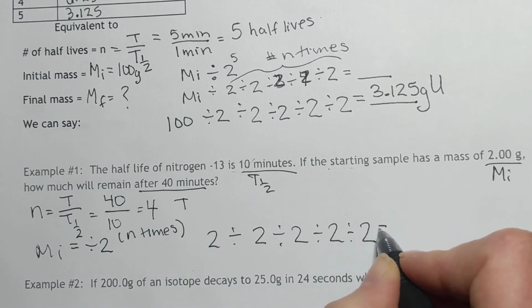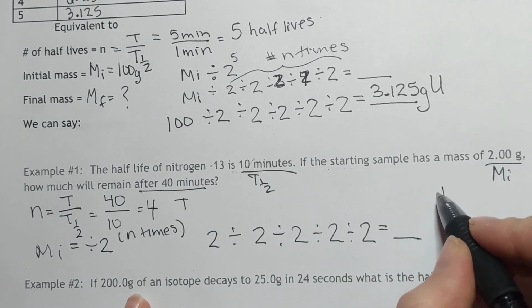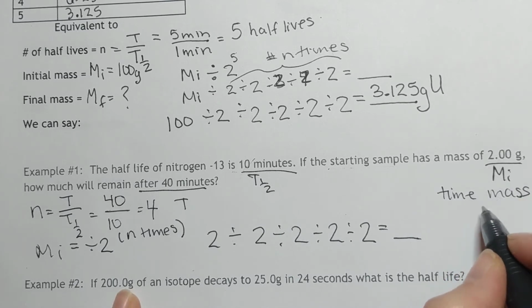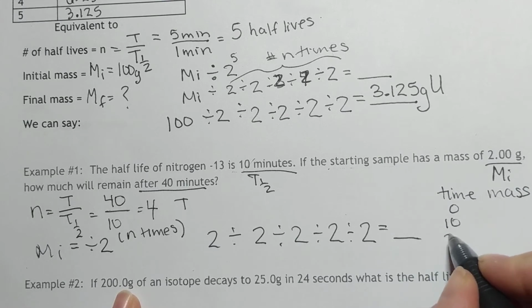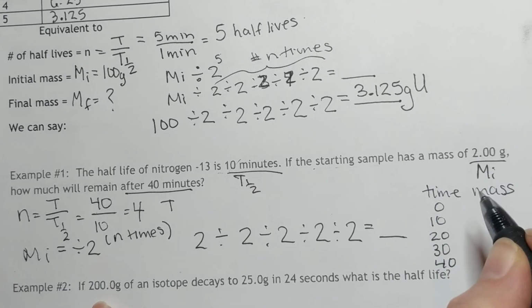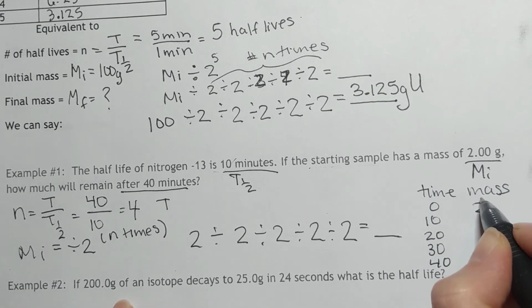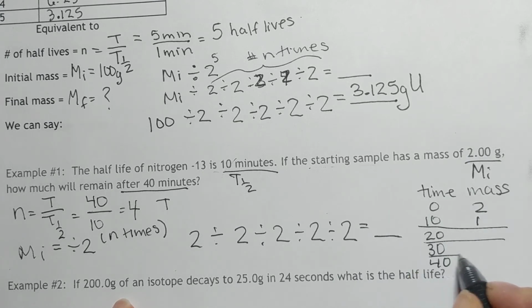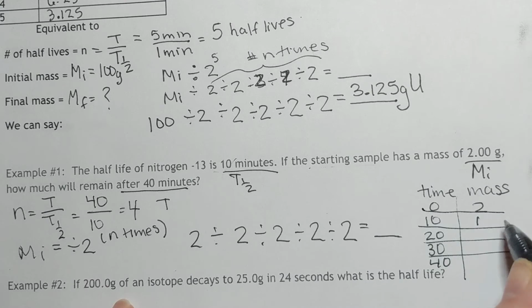We can do the same thing in a chart. My time and my mass. Here my time is 0, 10, 20, 30, and 40 minutes. My initial mass is 2 grams. So after 10 minutes it gets cut in half, so it gives 1 gram. Then it gets cut in half again, so it's 0.5 grams. Cut in half again, 0.25 grams. And in half again, 0.125 grams.